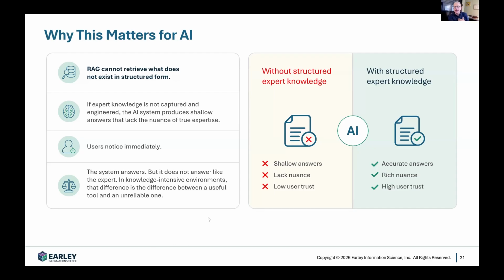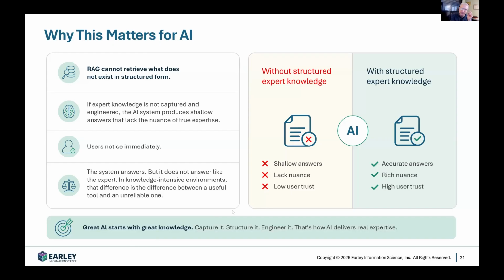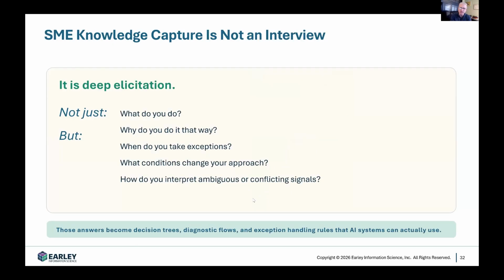Without it, we're going to lose that nuance. With it, we can give much more highly accurate answers, and users will be able to trust that. So again, we have to capture that knowledge, we have to structure it, we have to engineer it. That's how we're getting that expertise.